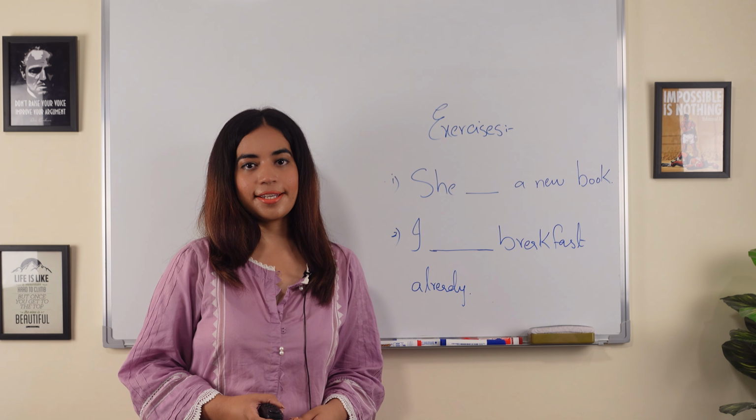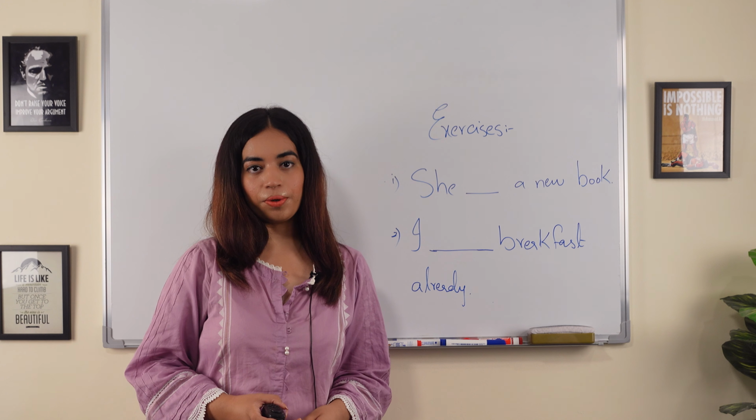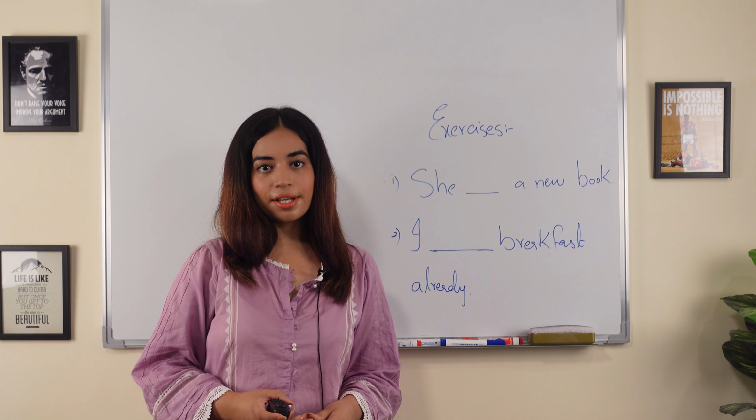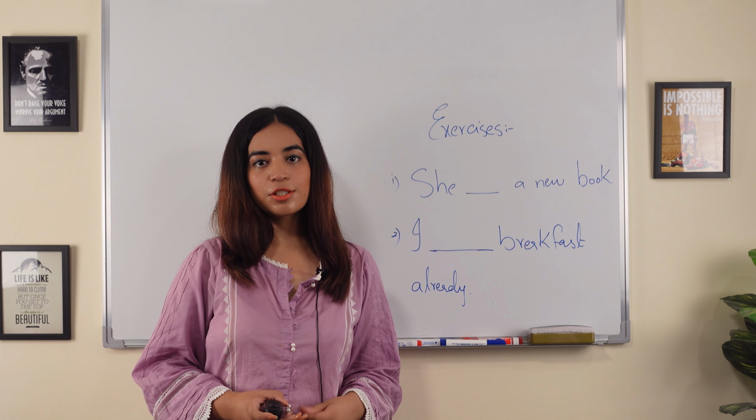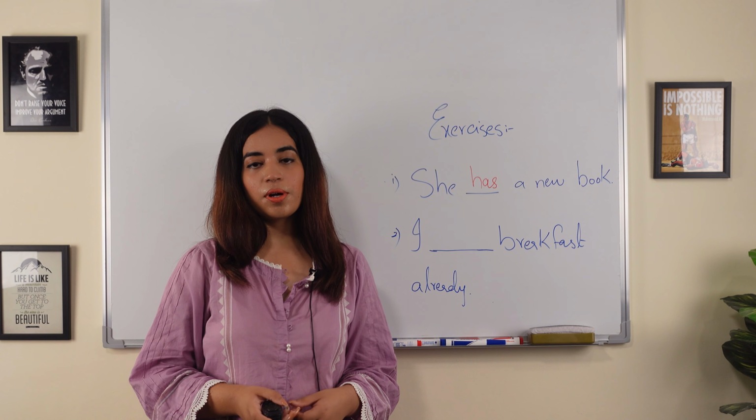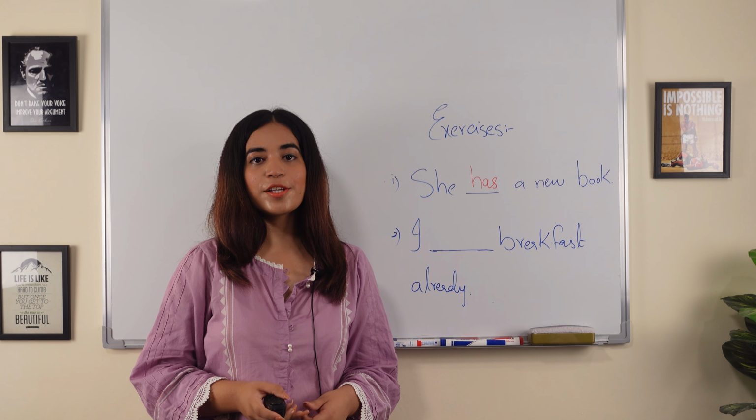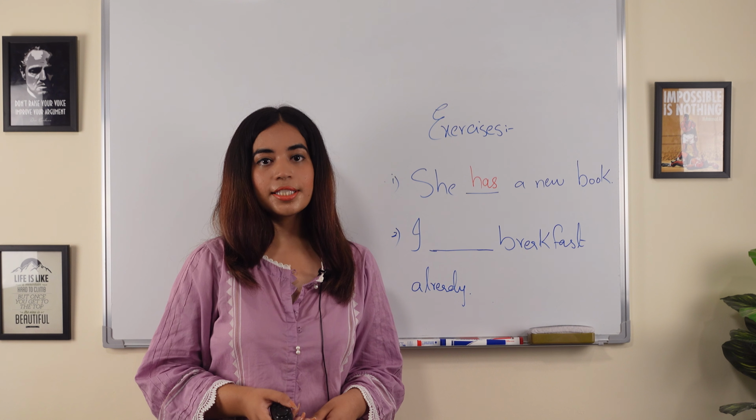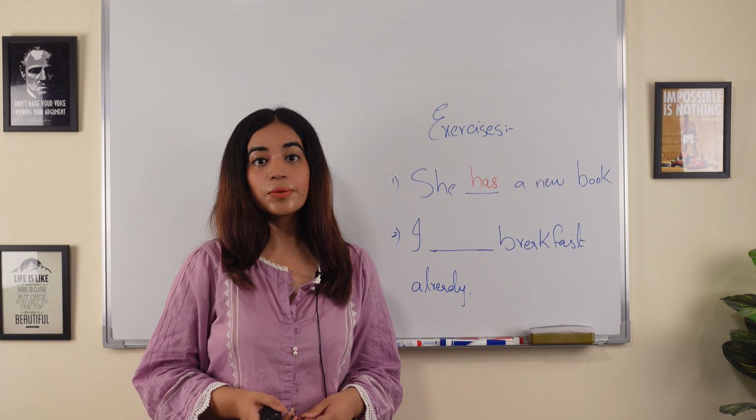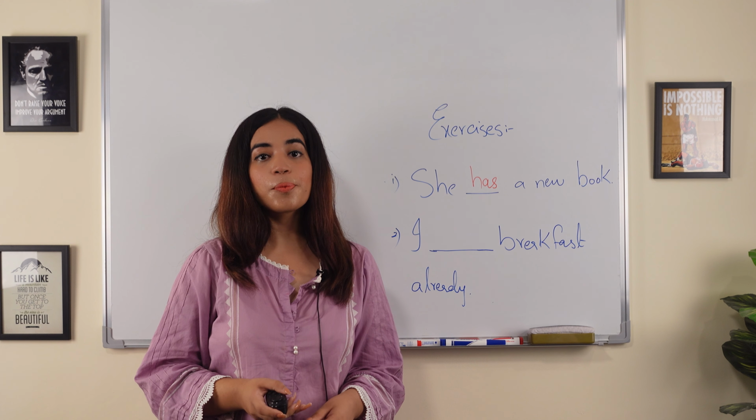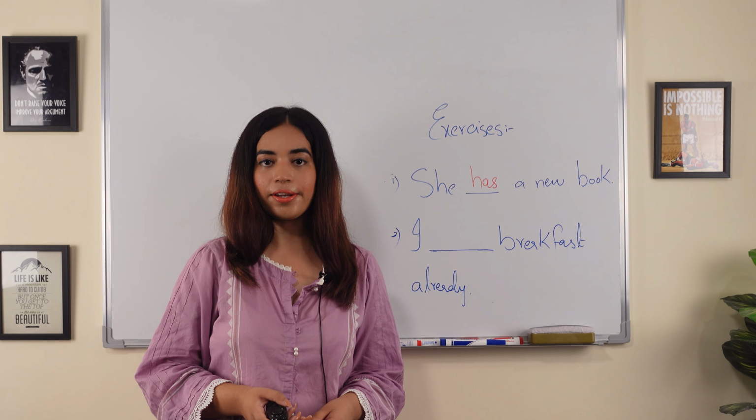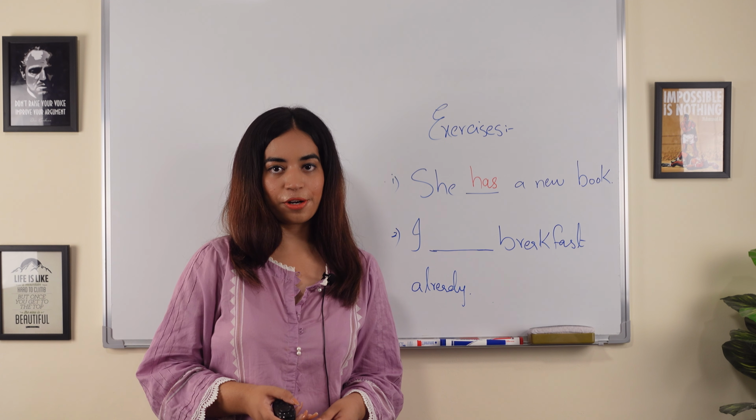Here's our first sentence. She dash a new book. Since she is the subject, we use has. So, she has a new book. Let's try another one. I dash breakfast already. Since it's an action completed in the recent past, we use the present perfect tense with I. So, I have had breakfast already.